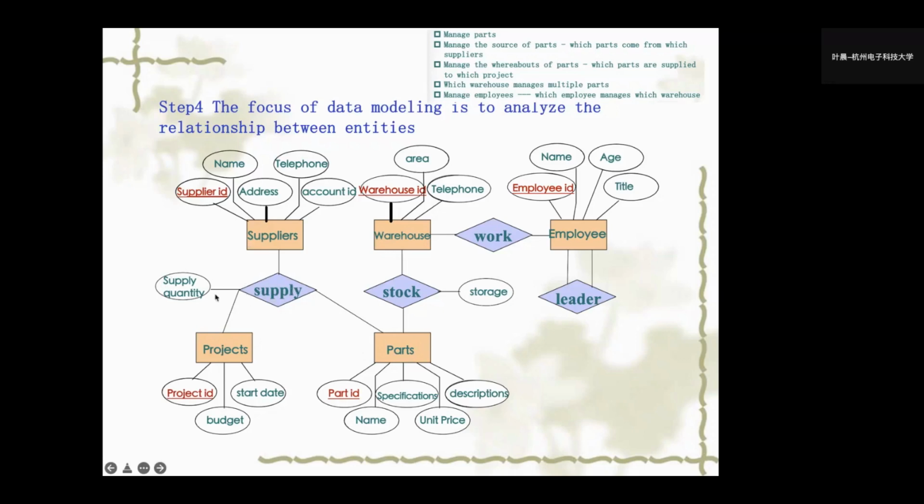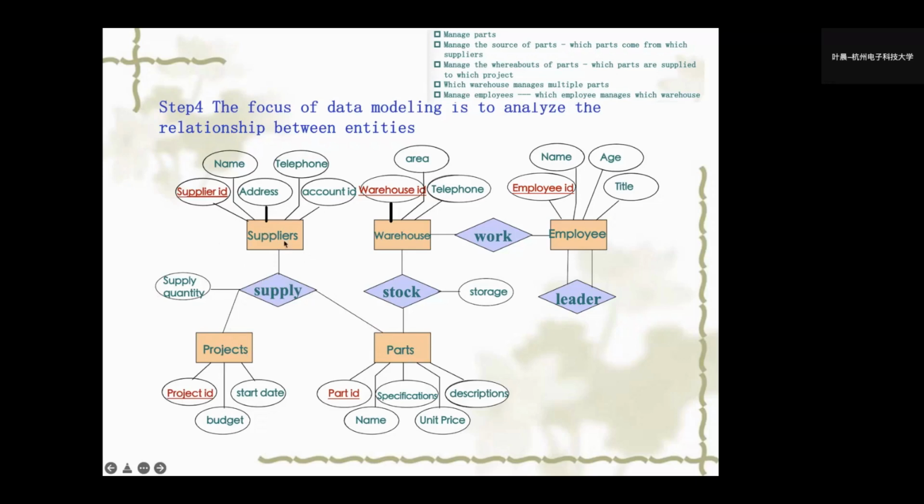Here I also add supply quantity as an attribute of the relationship supply. And here we need to notice that first, the relationship is built between or among entities.